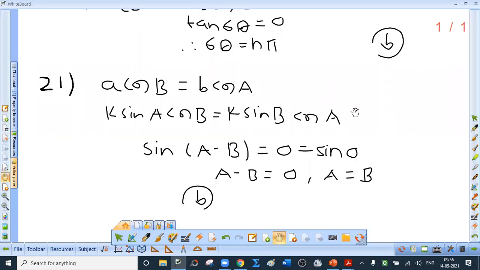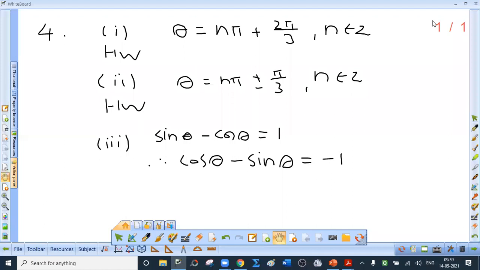Actually, I forgot to explain 21st MCQ, last MCQ rather. A cos B is given to be B cos A. So by sine rule, K sin A cos B becomes K sin B cos A. Cancel K, rearrange the terms. So sin A cos B minus cos A sin B is expansion of what? Sin of A minus B. Sin of A minus B is 0, but sin 0 is 0. So A minus B equal to 0, that is A equal to B. So the triangle is an isosceles triangle. The correct option is B.